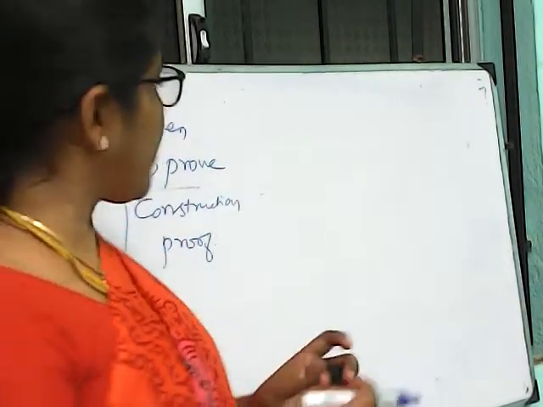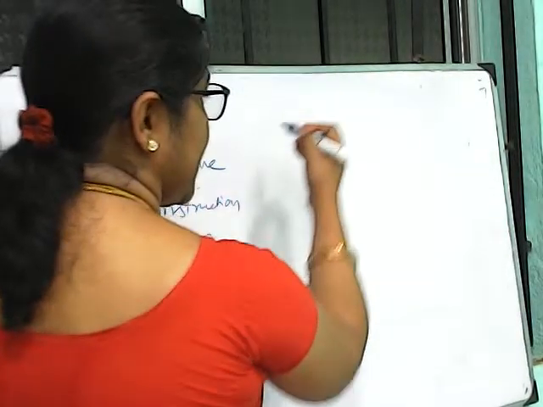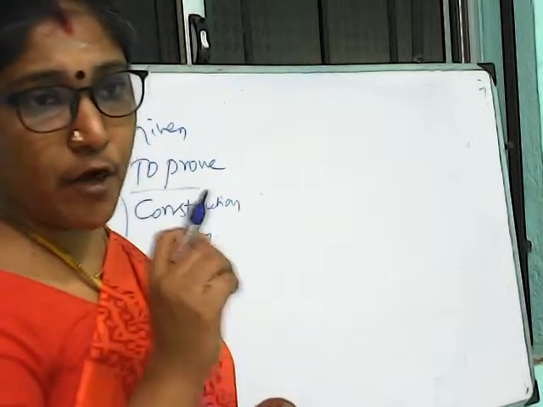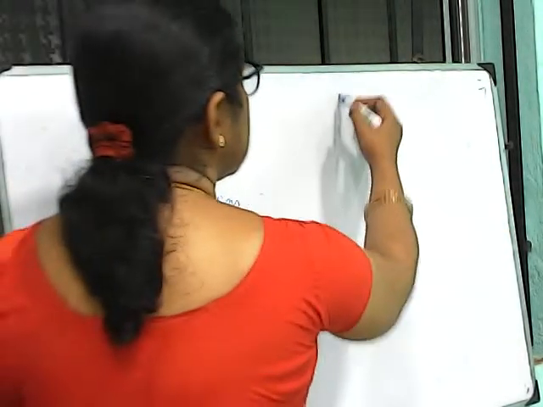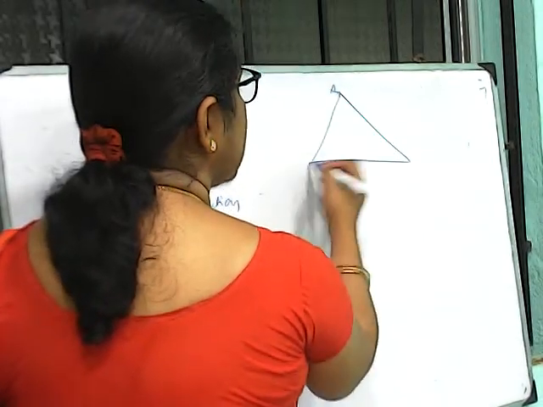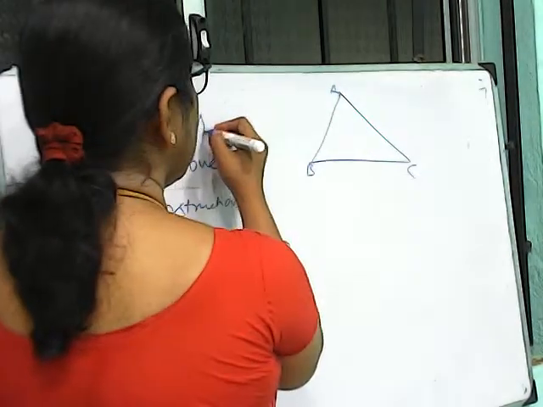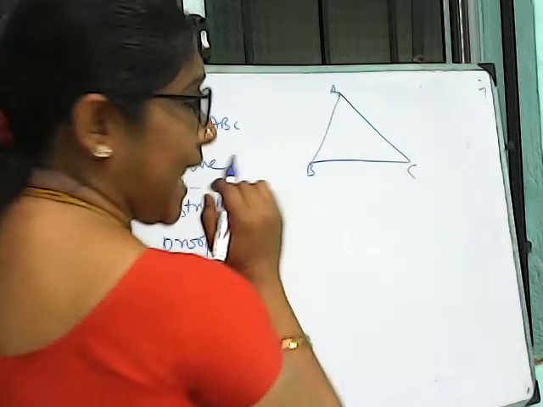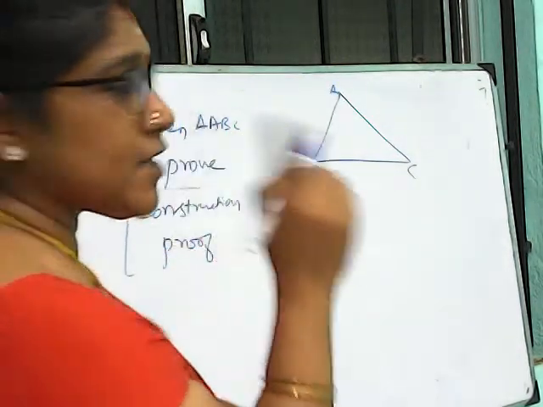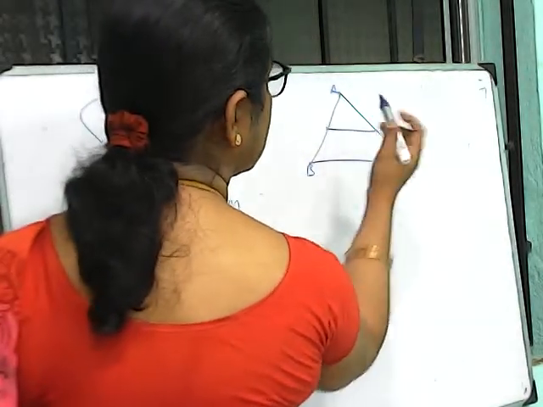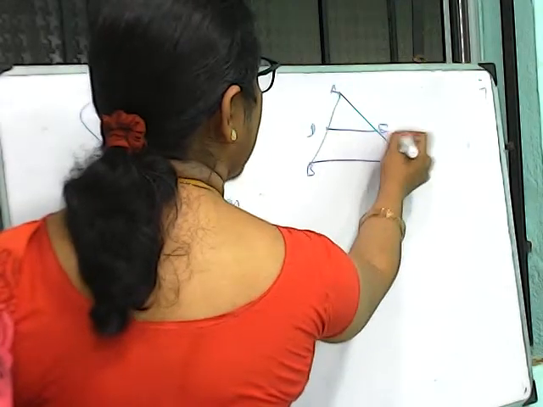Okay, see, in the theorem, what is given? If a line is drawn parallel to one side of a triangle. So when you consider a triangle, first of all draw a triangle. There's a triangle ABC. So given is triangle ABC, and a line is drawn parallel to one side of the triangle. So I'm going to start from here. I'm going to draw a line parallel to this. So let me take this as B and E.